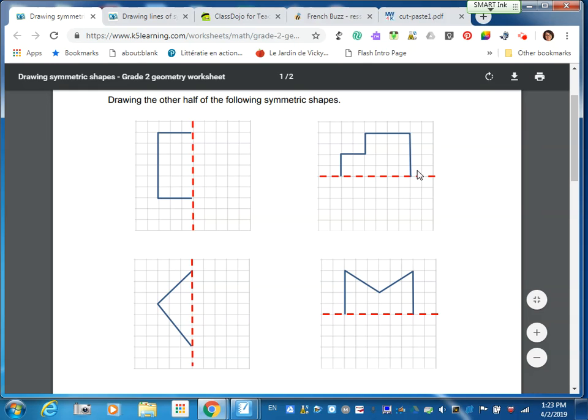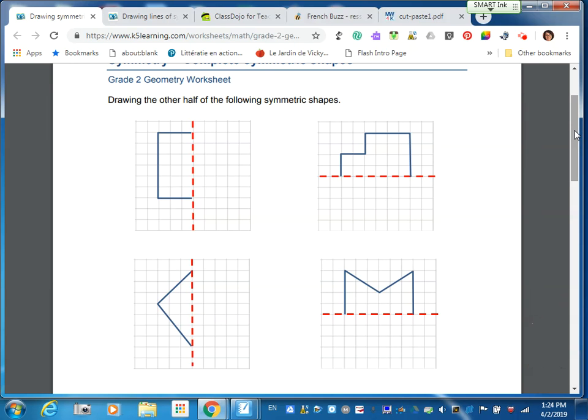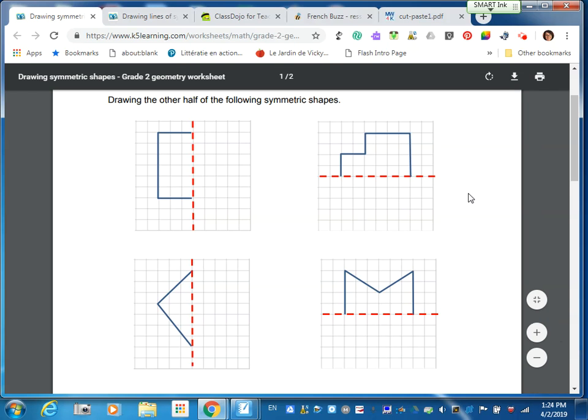We may have to actually do a little cutout and do the actual flipping to really understand that it is a flip and not a sliding down, because that's where I'm noticing that some of the students are getting the idea confused. So it's not a sliding, it's a flipping.